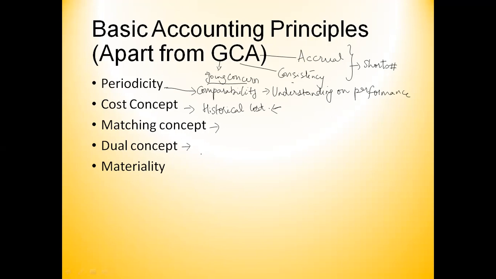Moving on to the next, the dual concept. This is the base for the double entry system of bookkeeping, which says that every debit should have a credit. The logic behind this is that any transaction or event impacts two different entities. There is always a giver and there is always a receiver. So, similarly, if there is a gain, then there will be a loss. Like how we say every coin has two sides, right? Like that, every transaction has two sides, we can say.